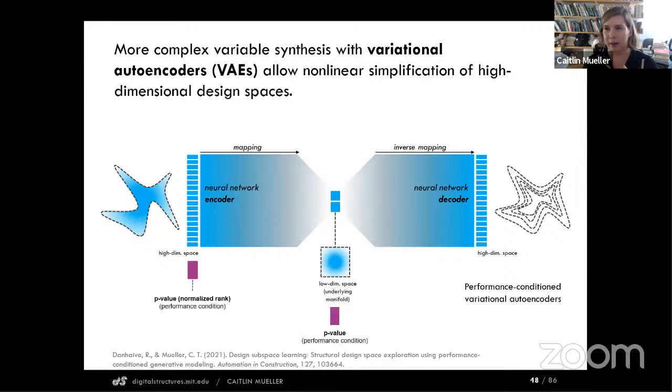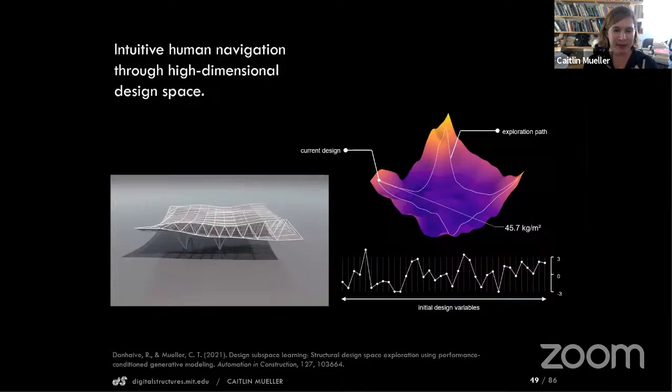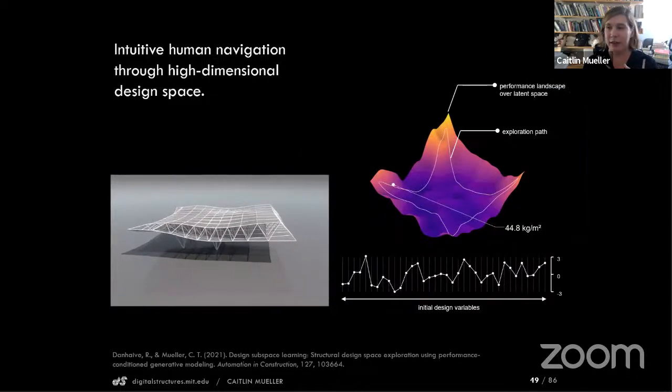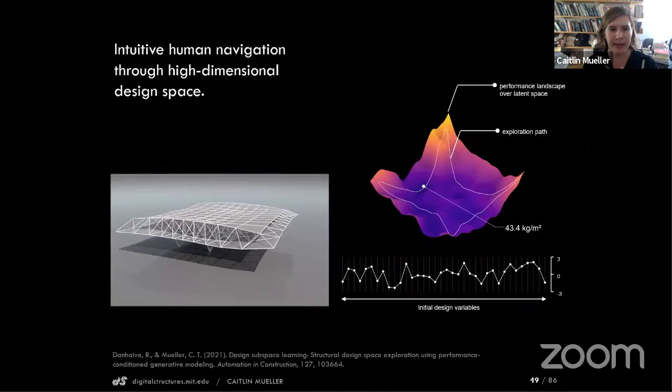In our work, we condition the latent space according to performance, so we want to find a latent space that contains high-performing designs. The output is something like this, where we've compressed the 36-dimensional latent space into something that's only 2 dimensions. A human can literally look at this landscape and move through it.